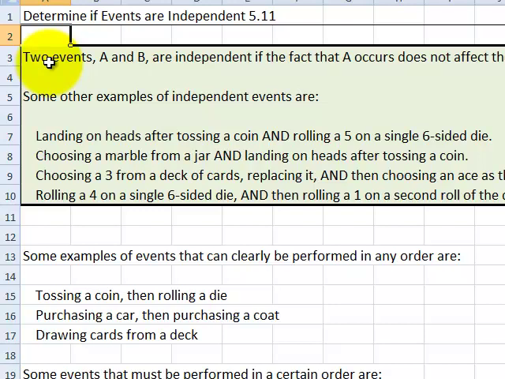So I don't care, right? If I flip a coin, or purchase a car, then purchase a coat, or draw a card from a deck. Now it can get a little gray, right? You could argue, well, if I purchased a car, I don't have enough money to purchase the coat. But the theory is if the probability of that event does not change because of the first event, it stays the same, then my events are independent.